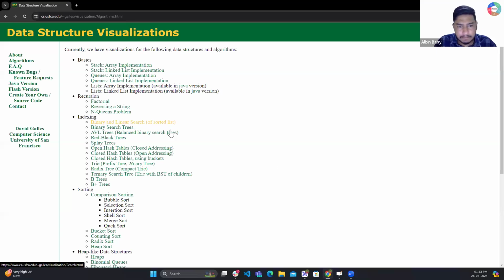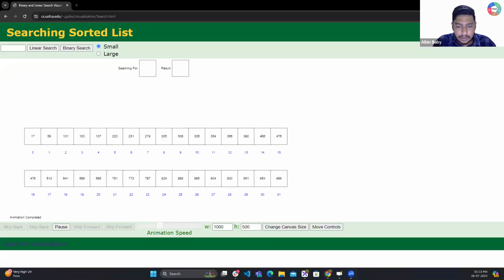Okay, I'll share my screen. Is my screen visible? Is searching sorted list visible? Don't look at it. Don't think about it. Okay, I'm just giving a visual example for it.